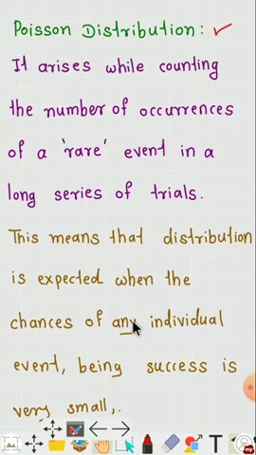So it arises while counting the number of occurrences of a rare event in a long series of trials. So this Poisson distribution occurs in the experiment where the occurrence of a particular event is very rare. Okay, so for example, some examples are given here also. So this means that the distribution is expected when the chances of any individual event being a success is very small.